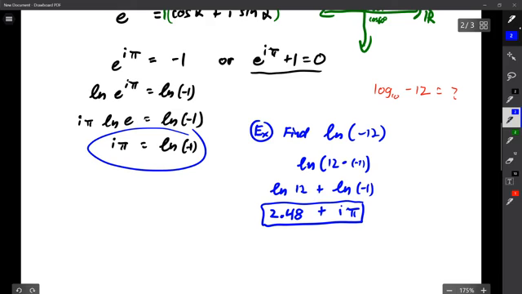So when you run into natural log of a negative number, it's just the natural log of the positive number plus i pi. And you'll have 2 or 3 homework problems like that that literally is just do the natural log of the positive number and add i pi. And that does it for this lesson.